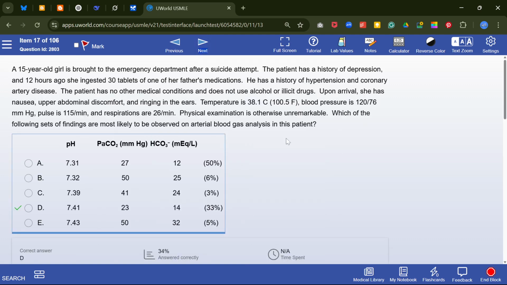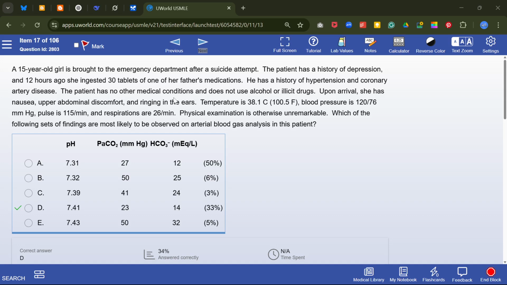Now look at this question. A 15-year-old girl, suicide attempt, hypertension, coronary artery disease. Physical examination. Which of the following sets are most likely observed in this patient? So in this stem, the patient has a history of ingestion of 30 tablets, and then there is upper abdominal discomfort, ringing in the ear. It looks like salicylate or aspirin toxicity.